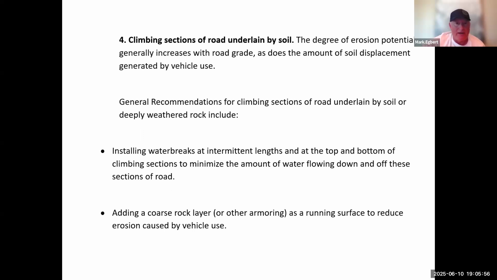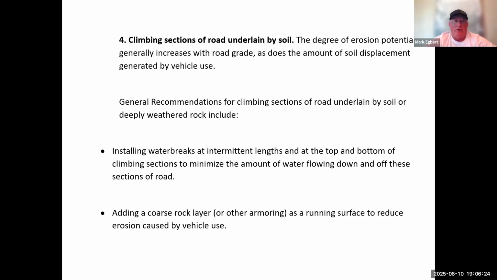A flat road, I think, is like most of the pictures we saw, really nice, flat, windy roads. But we live in the foothills. There's a lot of climbing sections, and this is where it starts getting really complicated, because again, increased slope correlates directly to increased erosion loss potential. So look at climbing sections, as well as approaches to stream crossings or waterway crossings, where the slope gets a little bit steeper.